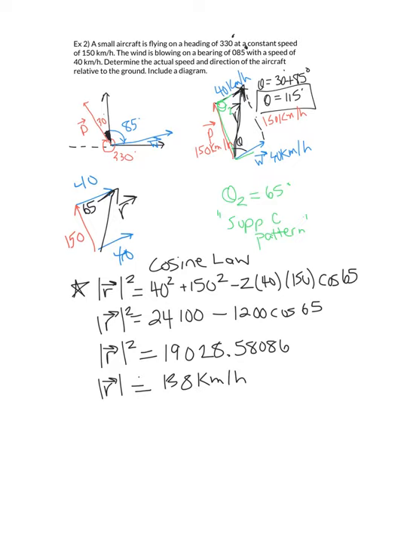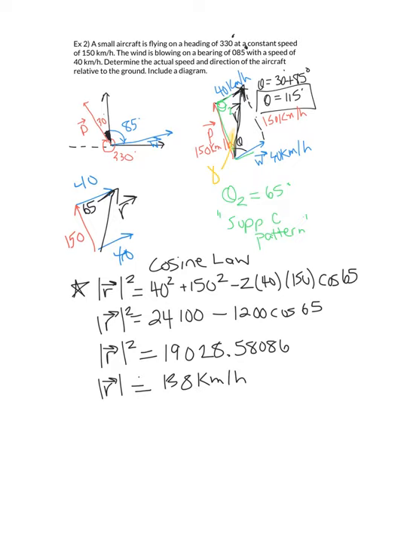Not only do I want the speed of this aircraft, I want the direction as well. So what I'm trying to figure out is this angle right here. I highlighted it yellow in this diagram. It's a little bit hard to see. I'm going to call this angle gamma. You can call it theta 3, whatever you want.